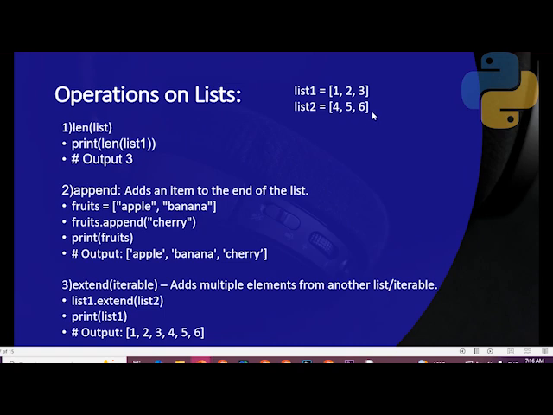List 2 is 4, 5, 6. Now what will happen? The elements in list 2 will be added to list 1 as separate elements. See, the output is 1, 2, 3, 4, 5, 6. There is no change in list 2, but list 1 will be changed. That is list 1 dot extend, then in the brackets list 2.